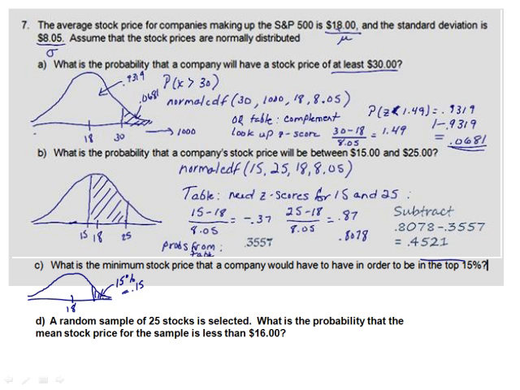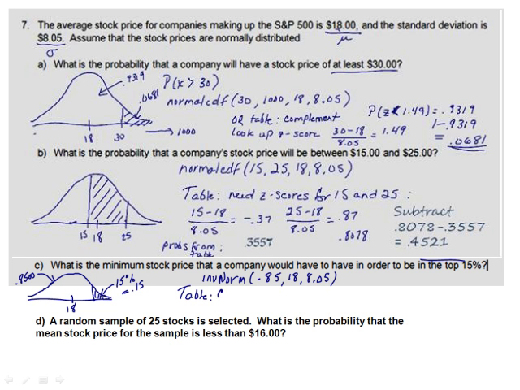If we write it in decimal form, it's 0.15. So our complement would just be 1 minus that. That would be 0.85. And again, I'm writing it with 4 decimal places to make it easier to look up in the table. For your calculator function, you'd put in inverse norm, the 0.85, and then your mean and your standard deviation.